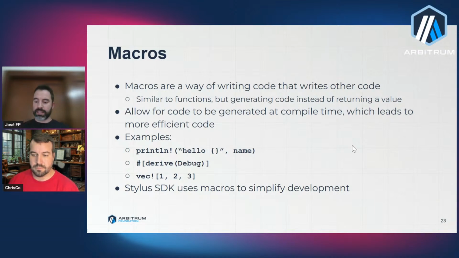So what happens here is that you can abstract away certain parts of whatever framework you are building. So you make it easier for developers to use the framework that you're building, okay? In this case, the Stylus SDK uses macros to abstract away a lot of the complexities of dealing with the Stylus virtual machine, okay? And we see here a few examples of macros: println, derive, and vec.